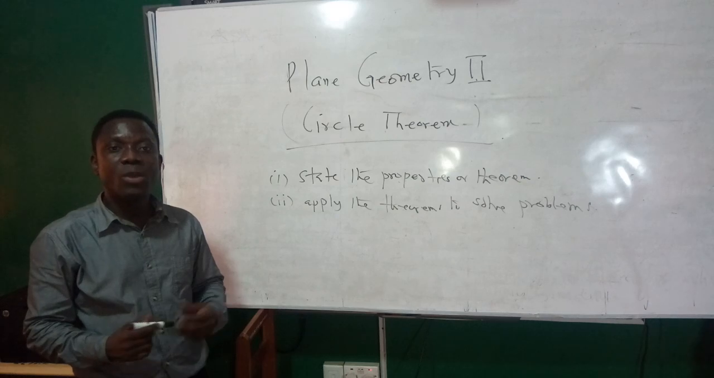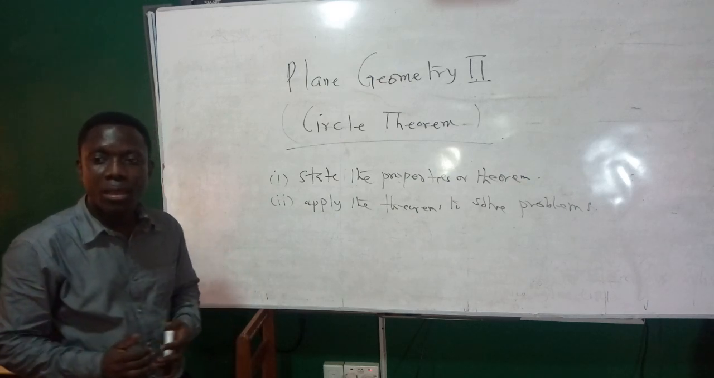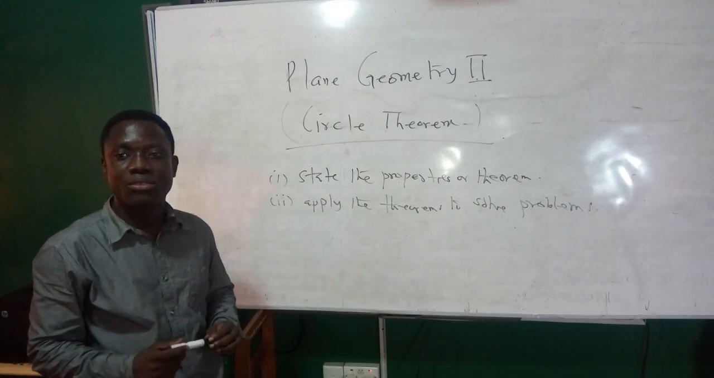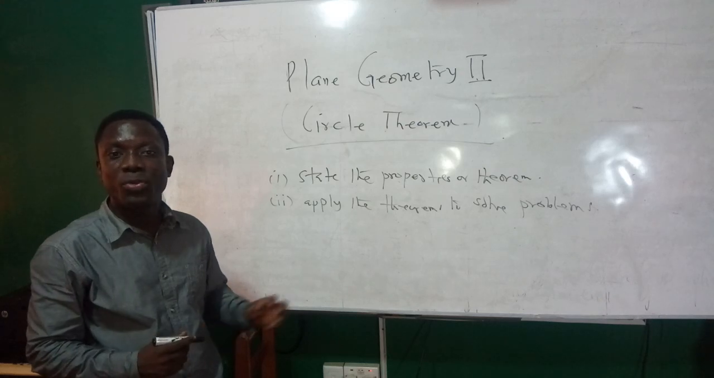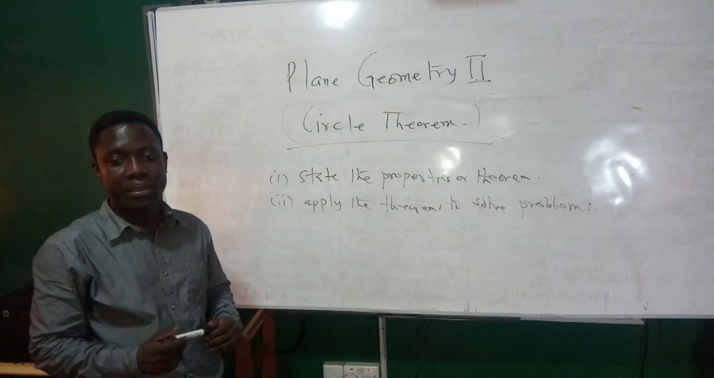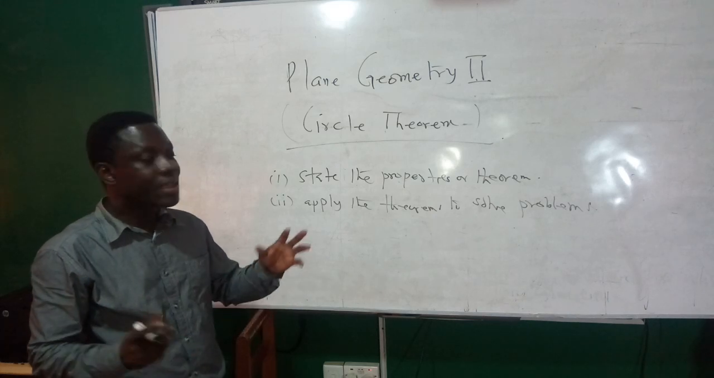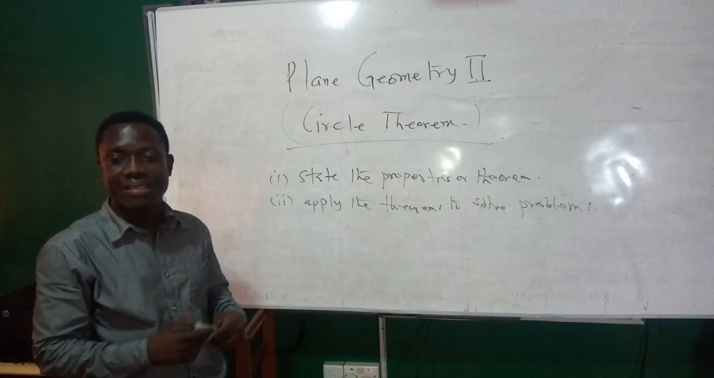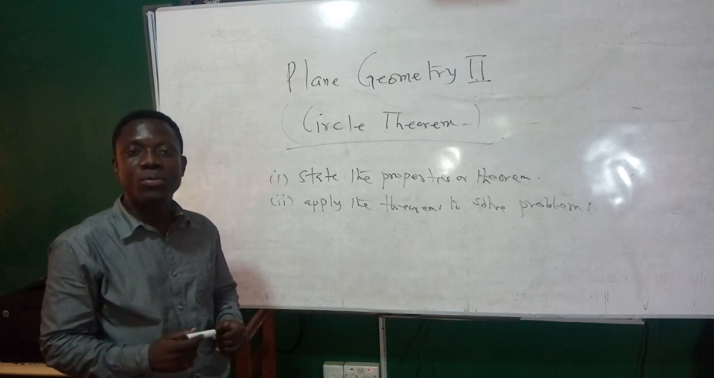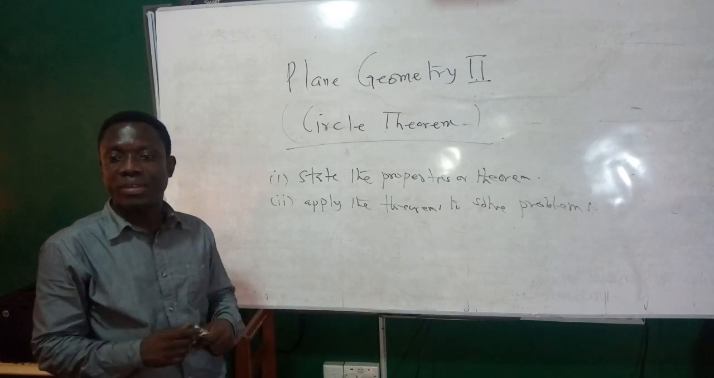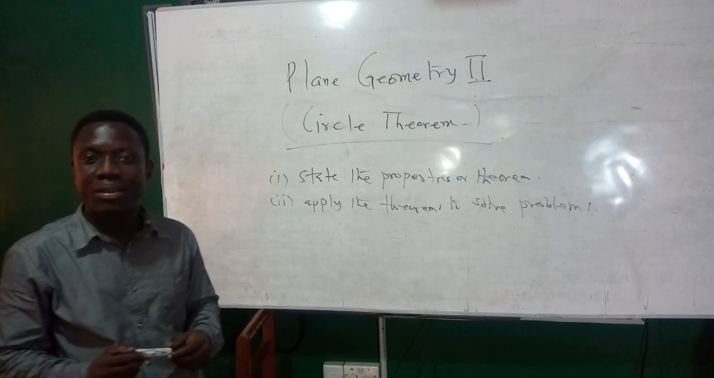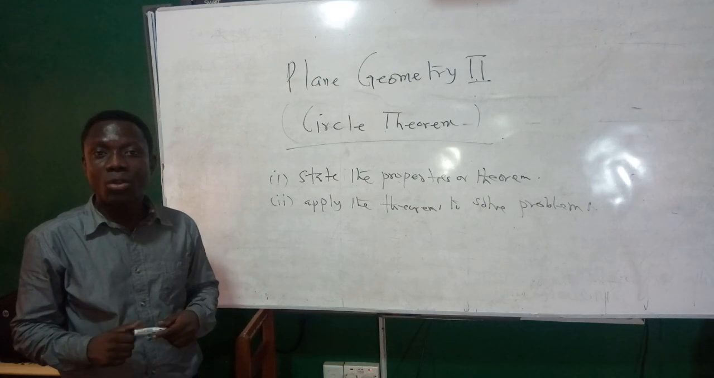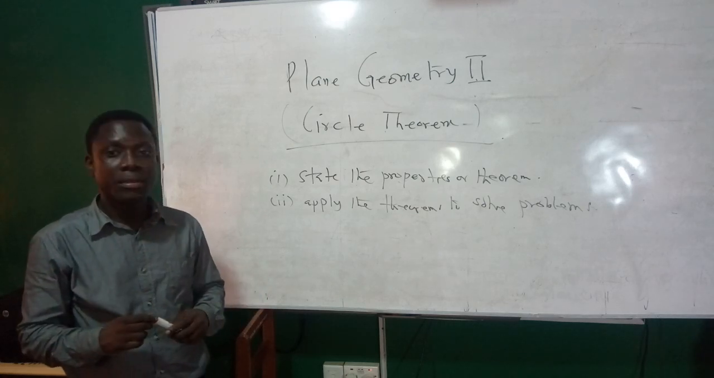Now, our previous relevant information. Before you can handle this particular topic very well, you should have gone through plane geometry 1. Plane geometry 1 basically looks at areas like angles on a straight line, sum of angles on a straight line, vertically opposite angles, the angle properties of a triangle, the angle properties of a quadrilateral, polygons, and all of that.